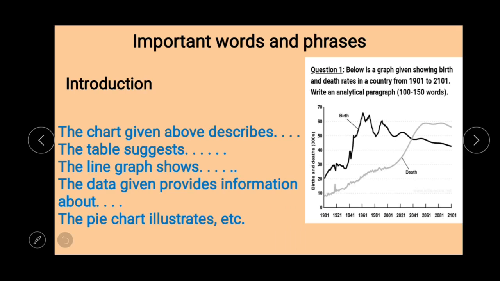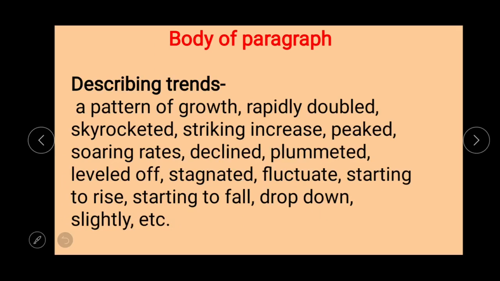The chart given above describes, or the table given above describes. Then you write the topic of the graph or table or chart. The table suggests, the line graph shows, the data given provides information about, the pie chart illustrates. For this example, we can write, the data given provides information about birth and death rates in some country from this to this. So all these lines we can use to start our paragraph, and in one or two lines we have to write the introduction.